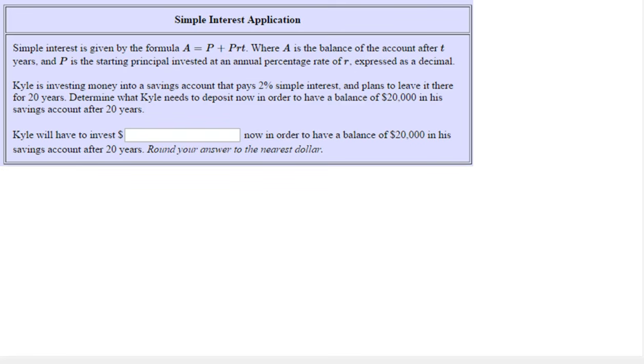Let's begin by reading through the problem and highlighting important information. Simple interest is given by the formula A equals P plus PRT, where A is the balance of the account after T years, and P is the starting principal invested at an annual percentage rate of R expressed as a decimal. So this first sentence or two tells us the formula we're going to be using and what each of the letters represent and how we should represent them.